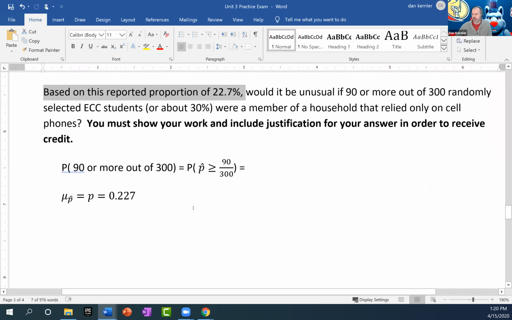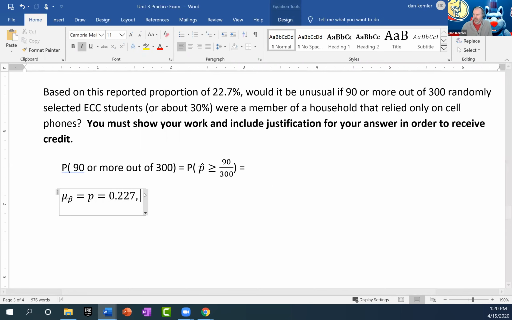So that's the population proportion. That's what we should get. And then the standard deviation, I haven't really said this. I need to clarify this. You should make a formula sheet for this exam.